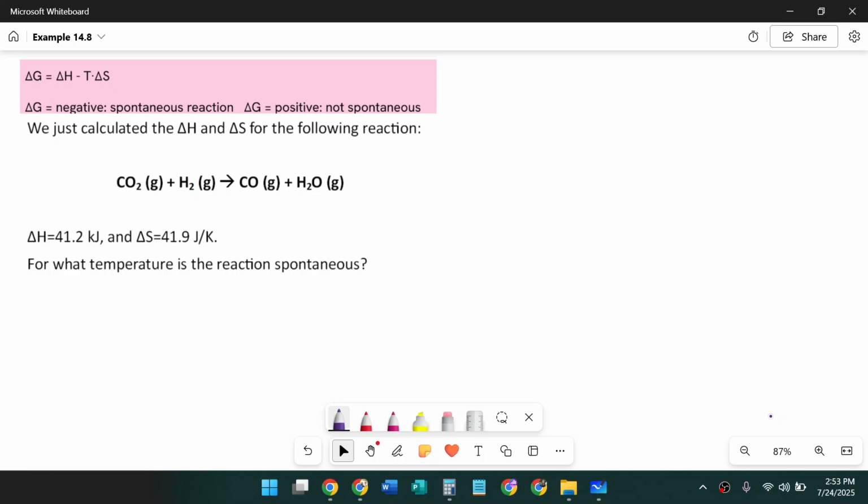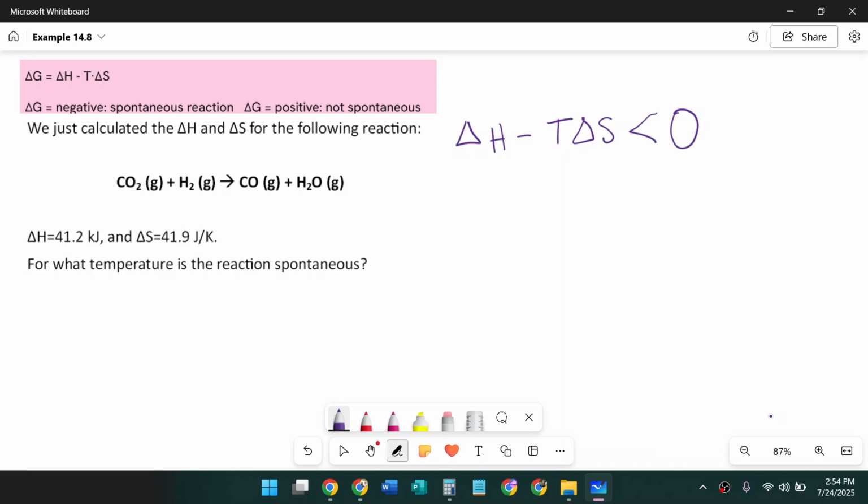And so for this one, I've kept in the pink box just the pieces of information we need. For this to be spontaneous, what has to happen? In the last thing, it was not spontaneous because G was positive. But if delta G had been negative, it would have been spontaneous. So in other words, this change in H minus T times change in S, if this thing were negative, then it would be spontaneous. So we can just set it to be less than 0, and that will make sure that it is spontaneous.